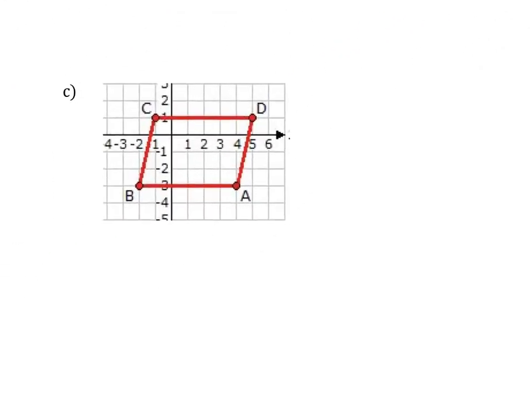Okay, so let's move on to this figure. So looking at this figure, I can see that this pair of opposite sides are parallel because they're both horizontal. If I look at this slope, the slope of BC is 1, 2, 3, 4 over 1. Slope of AD is also 4 over 1. So I see that we have a parallelogram.